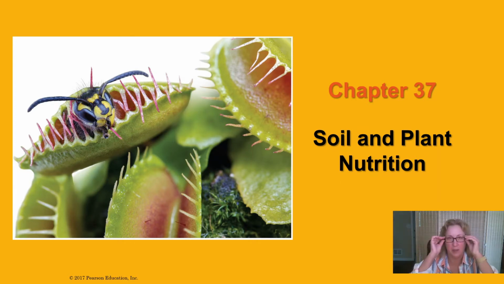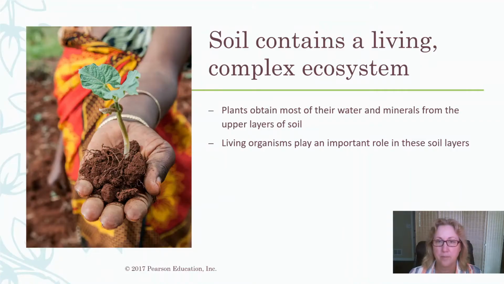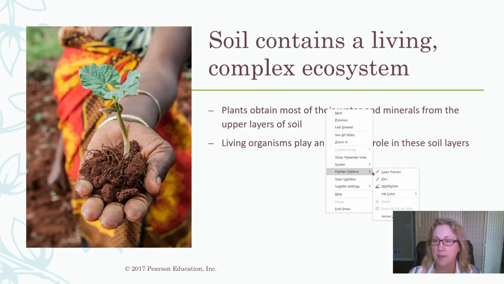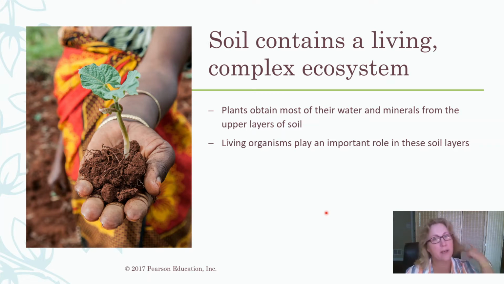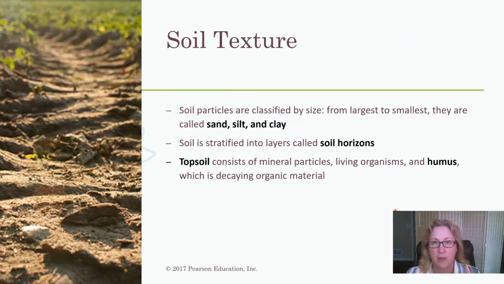All right, so let's talk about soil and other aspects of plant nutrition. Okay, so soil is made up of organic and inorganic components. The inorganic components would be rocks that have been crushed and are in various sizes. The organic components include both dead organic components like rotting plants and animals, and also many living organisms like worms, insects, bacteria, etc. So we'll talk about these things.